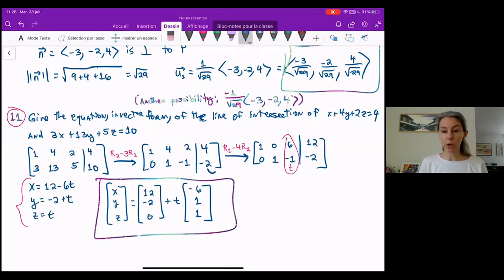Parametric and general equations are totally different. Parametric and vector equations are the same thing. Like a general equation is ax plus by plus cz equals d. A vector equation and a parametric equation is like point plus t times direction vector. Does that answer your question, Mark?